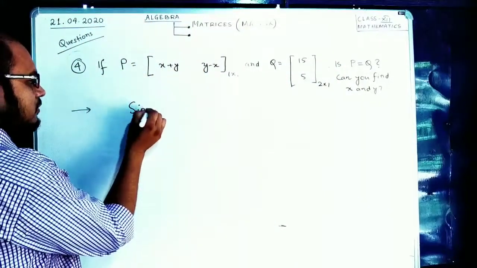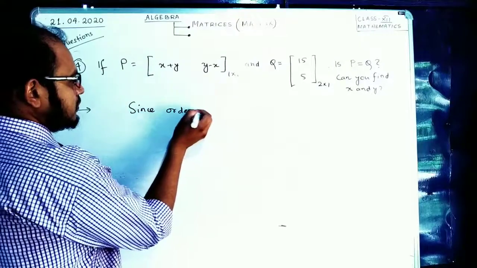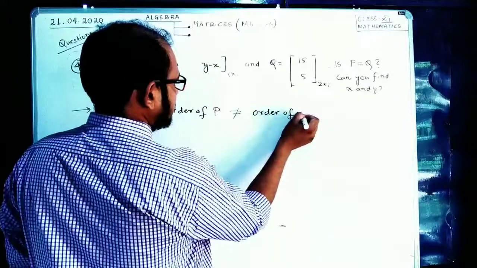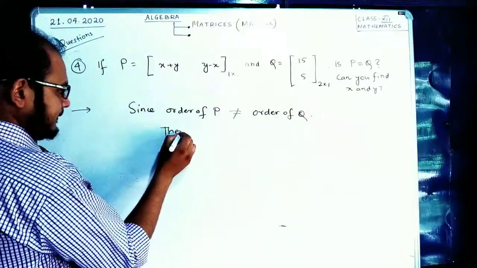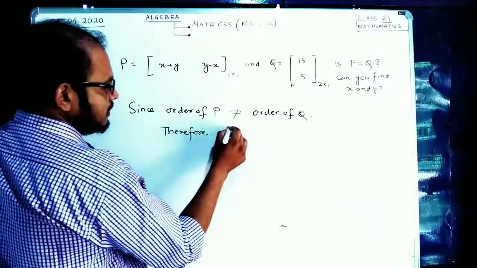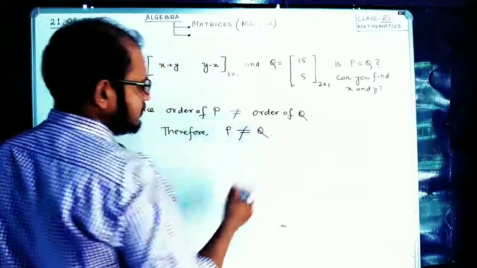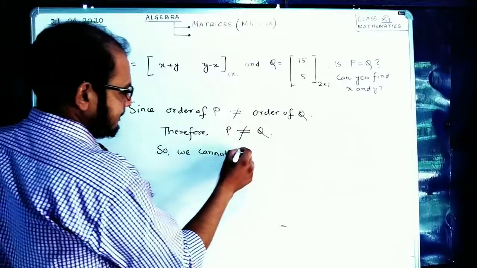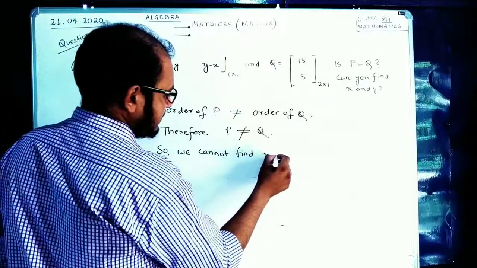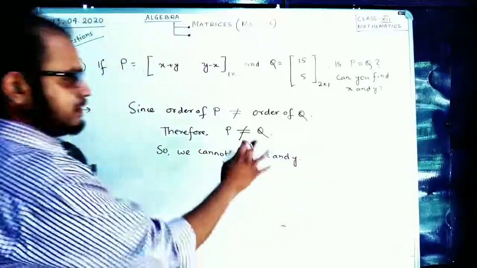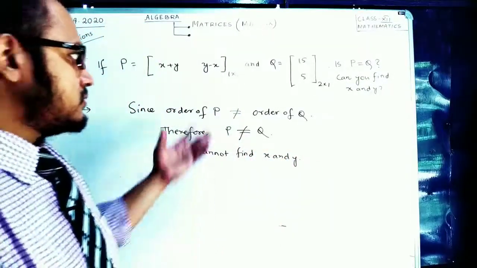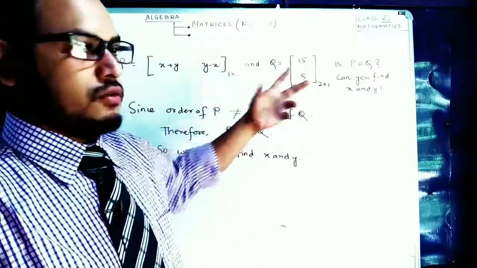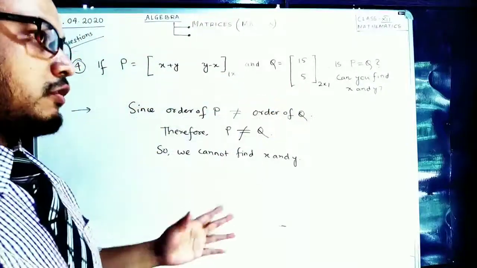Since the order of P is not equal to the order of Q, therefore P is not equal to Q. So we cannot find x and y. It is not a valid mathematical expression. So we cannot use any sort of algebraic expression. We cannot say that x plus y will be 15 and y minus x is 5. No, because these two matrices are not equal. They are not related with equality.